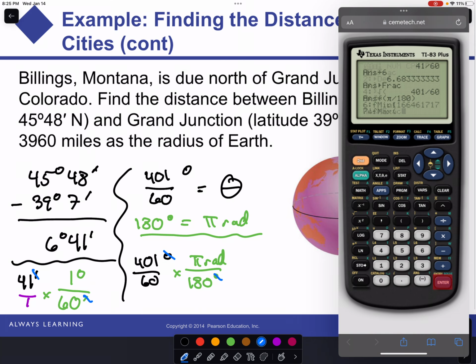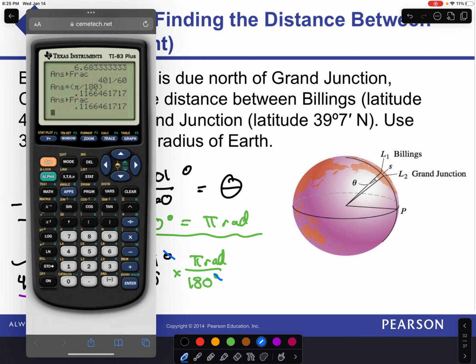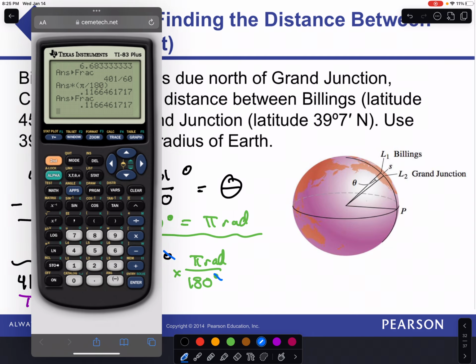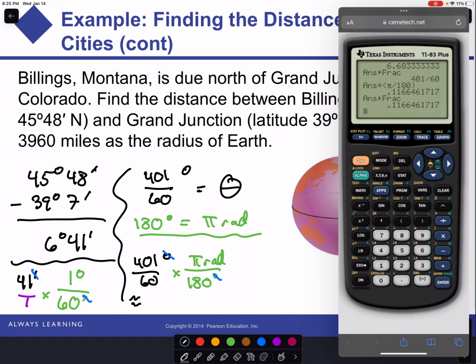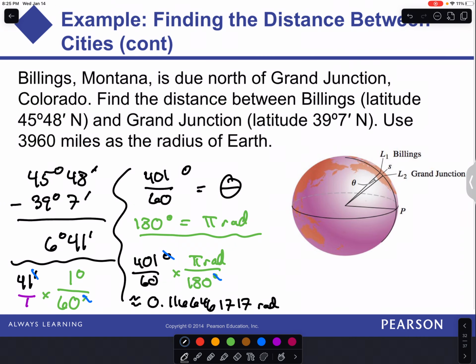Can I hit math as a fraction? We can't do the fraction anymore. Now, really, we should be writing this long decimal because you really don't want to round until you get to the end. If we round too early, it'll throw things off. So I'll say it's approximately, and I'm going to write the long decimal: 0.116646... Okay? Radians. I'm going to go ahead and include my units, radians.